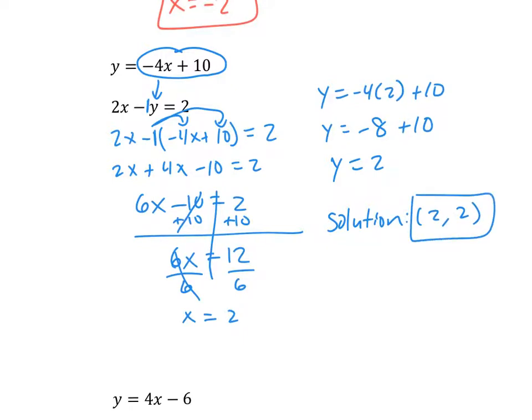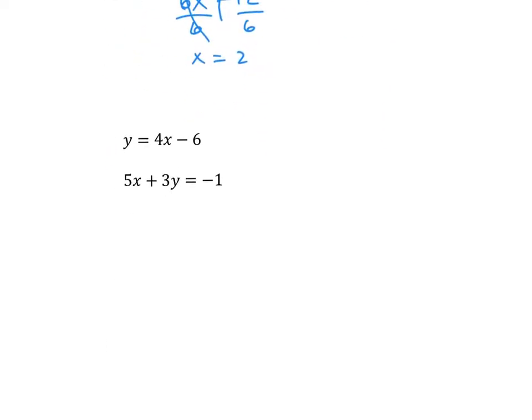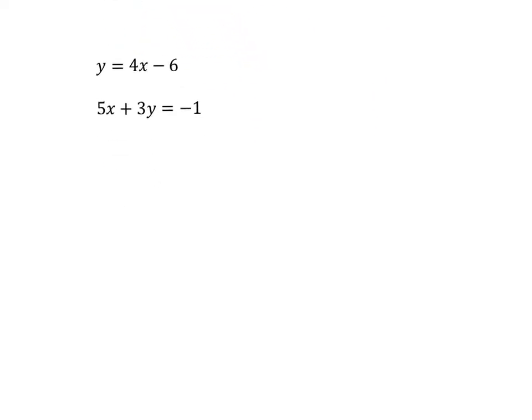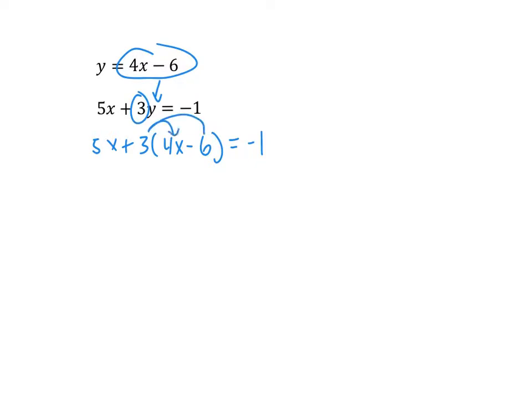Okay, now let's look at another example here. Now in this one we have y has a coefficient in front of it, so that will be what goes outside of our parentheses when we substitute 4x minus 6 in for y. So we'll get 5x plus 3 times (4x minus 6) is equal to negative 1. Okay. And then we'll distribute that 3 into our parentheses.